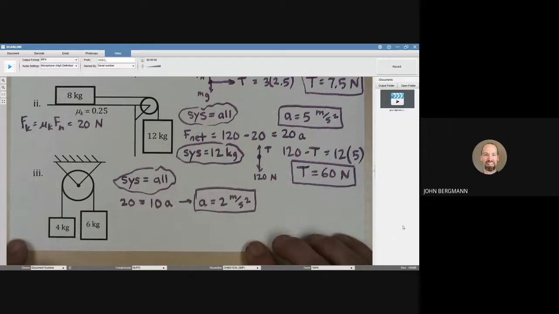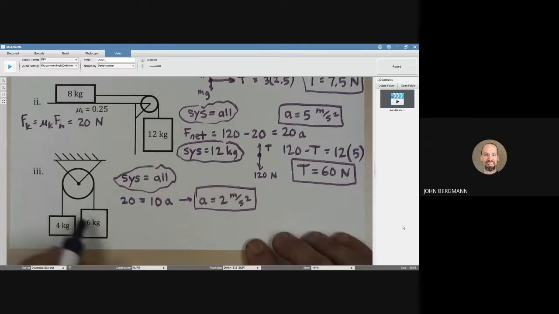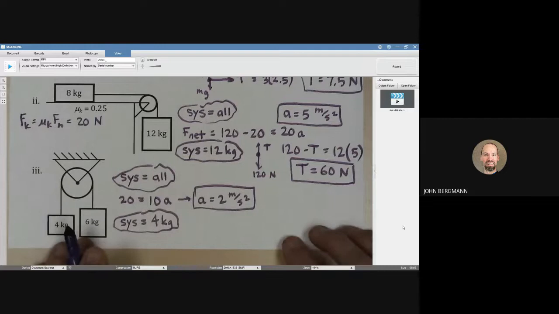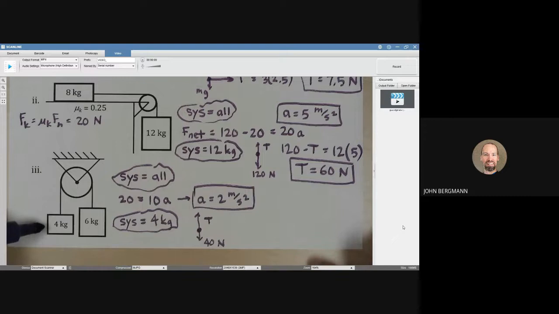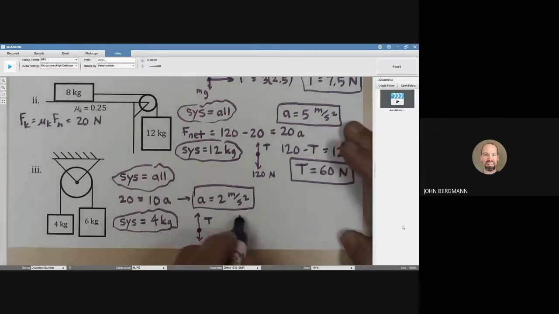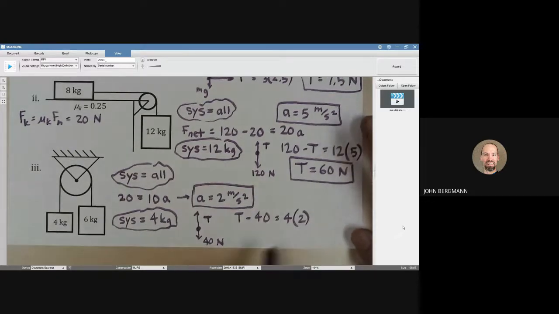And what about the tension? It doesn't matter which of these we choose to make the system. Let's choose the 4 kilogram mass. Now when we do that, let's draw a quick free body diagram. We're going to have the tension pulling up on the 4 kilogram mass, and M times g for the 4 kilogram mass, which is going to be 40, isn't it? We know the tension is bigger because this 4 kilogram mass is going to be accelerating upwards. So Newton's second law says that T minus 40 should equal the mass times the acceleration. The acceleration we already determined for the whole system was 2. So what's this? 8 plus 40? 48. Tension is 48 newtons.